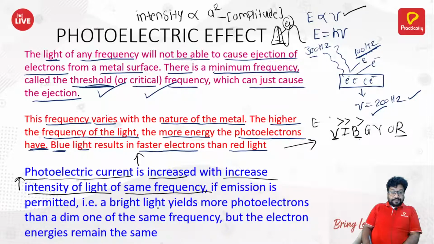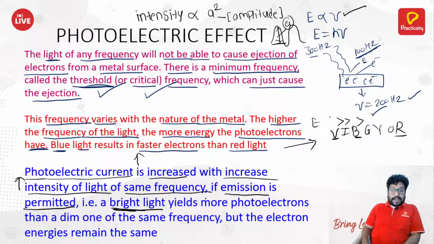But remember, the number of electrons will not increase. The number of electrons will always remain the same. Only the current caused by those electrons will increase when you increase the intensity of light. In other words, photoelectric current is increased with increased intensity of light of the same frequency if emission is permitted. If emission is happening at that frequency, then when you increase the intensity of light, the photoelectric current will also increase. What is the meaning of that? A bright light has more intensity, as we all know, right?